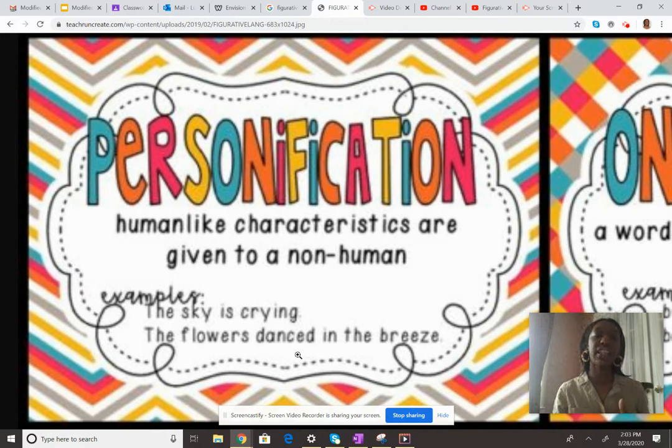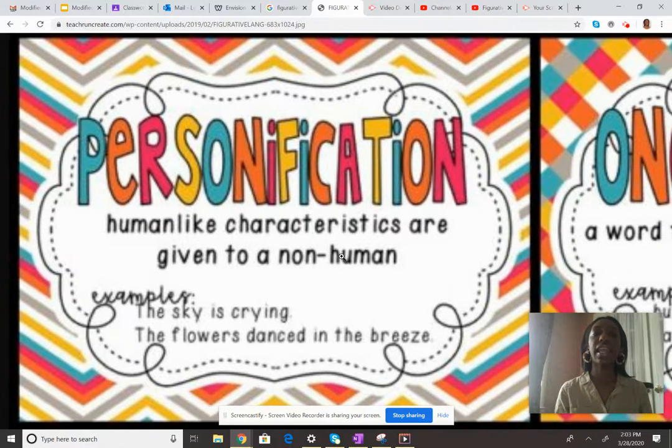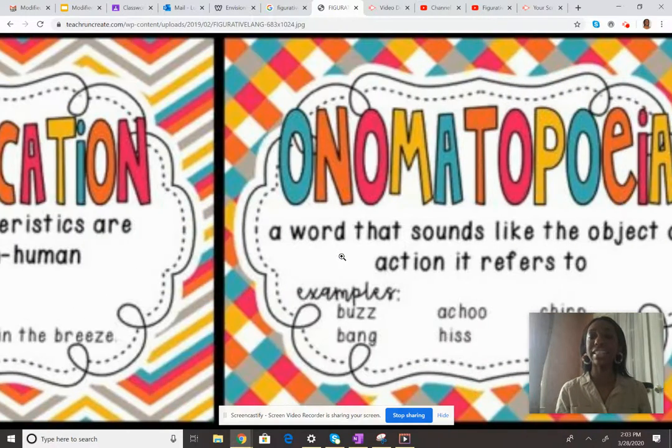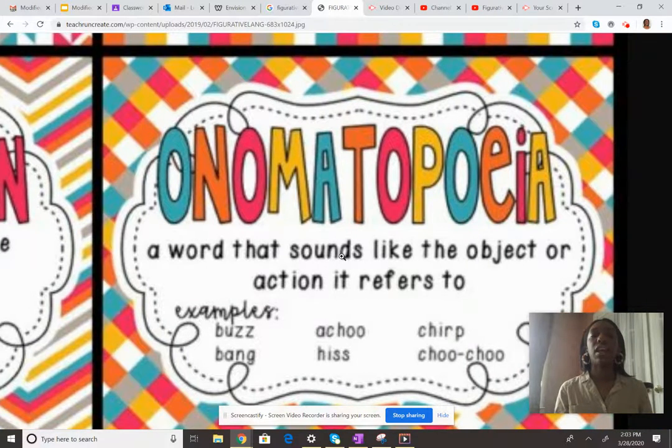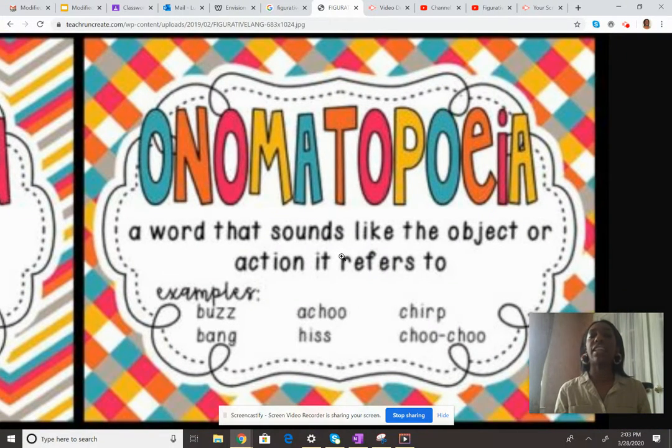Now let's look at another example. The flowers dance in the breeze. Can flowers actually dance? No, they're just describing how they're swaying back and forth as the wind is blowing. Okay, and last but not least, onomatopoeia is a word that sounds like the object or action it refers to. For example, buzz. That's referring to maybe a bee, the sound that a bee makes, or a fly, whichever one.